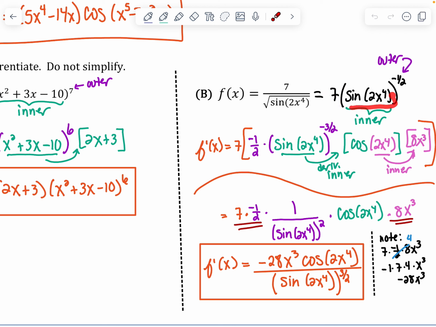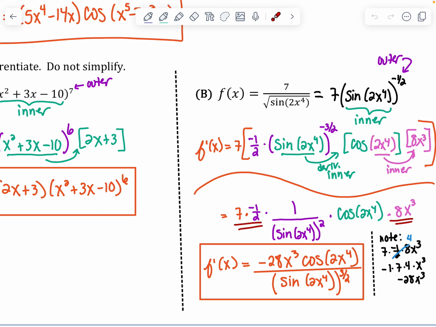I'm focused on, I have a function to the negative 1/2 power. So I'm going to bring that negative 1/2 out front. I'm going to subtract 1 from a half in the form of denominator over denominator, which will give me negative 3/2. And everything that was inside the parenthesis stays untouched. Until now, I'm ready to take that derivative of the inner piece. So when I see the sine of 2x to the 4th, I focus on a sine function whose derivative is a cosine, where the interior is untouched.